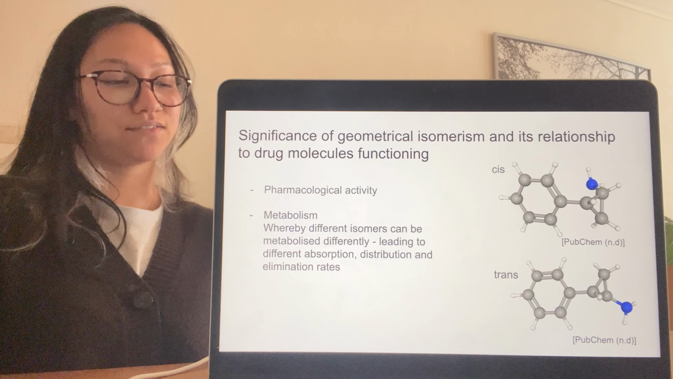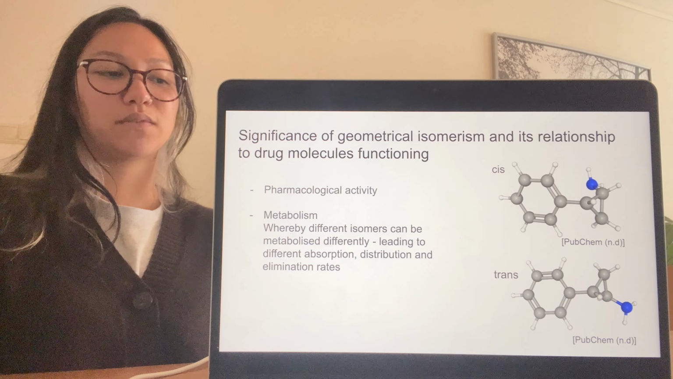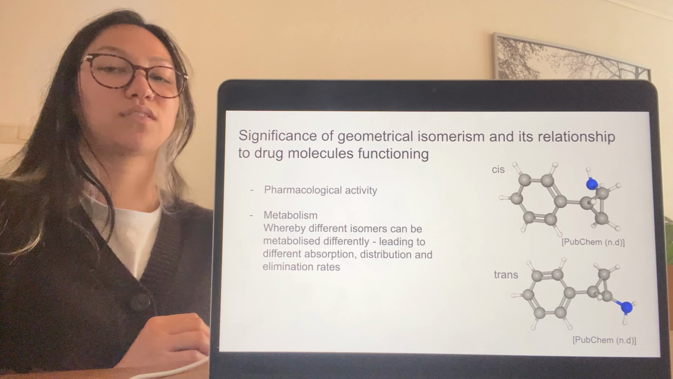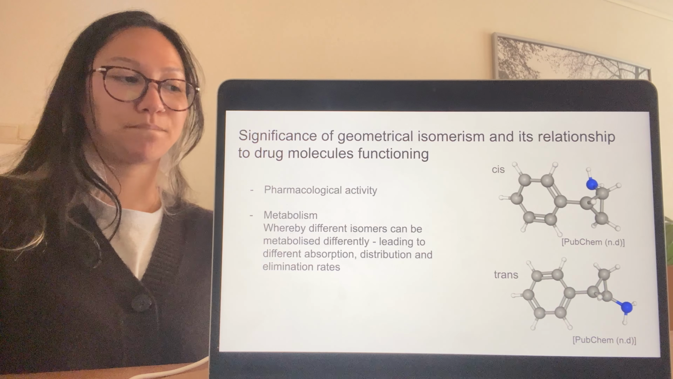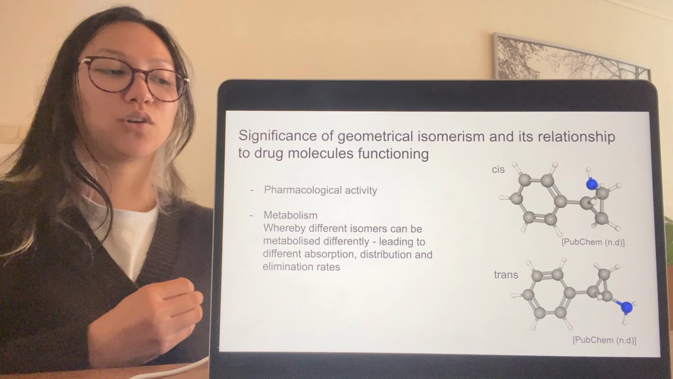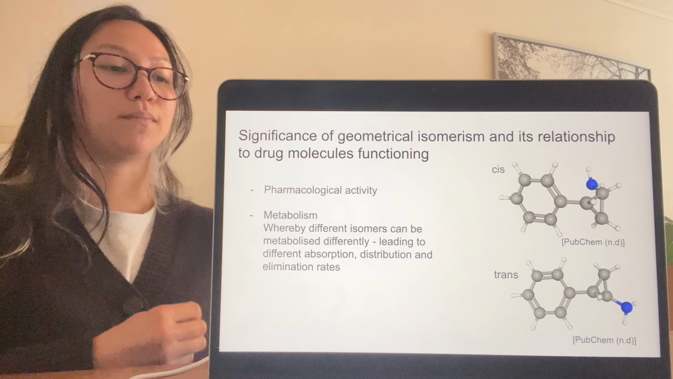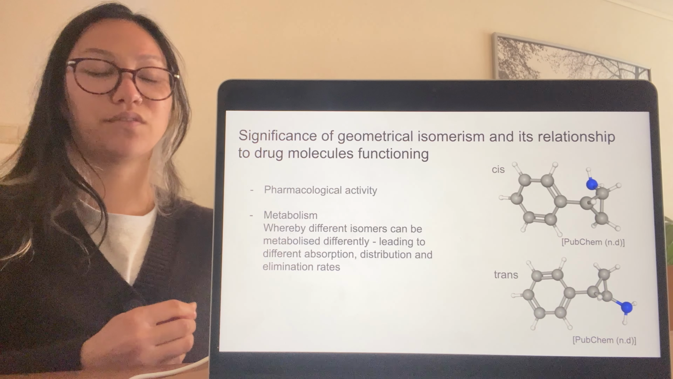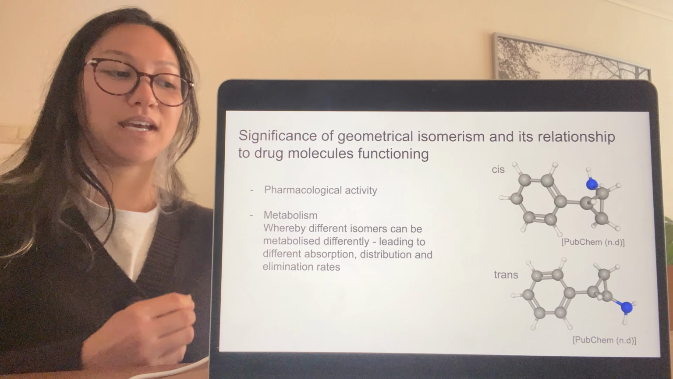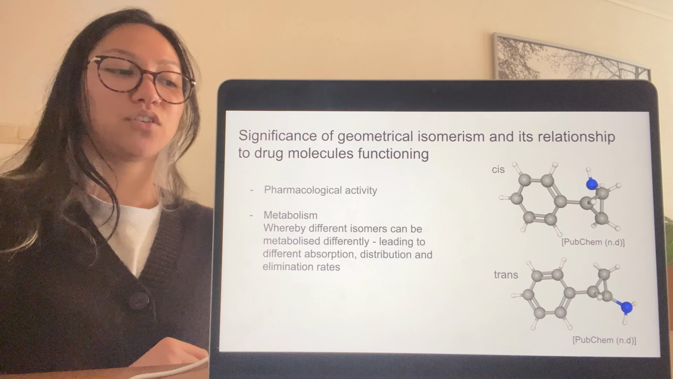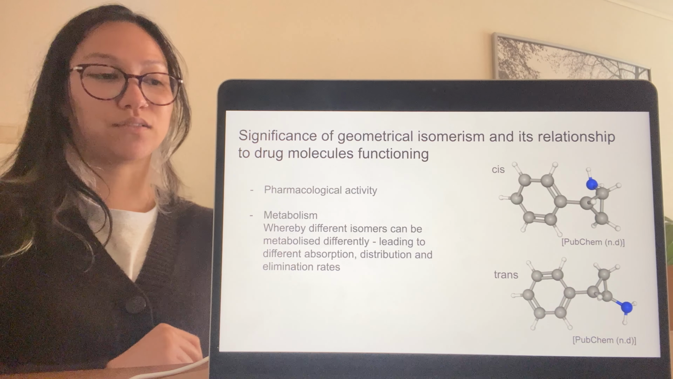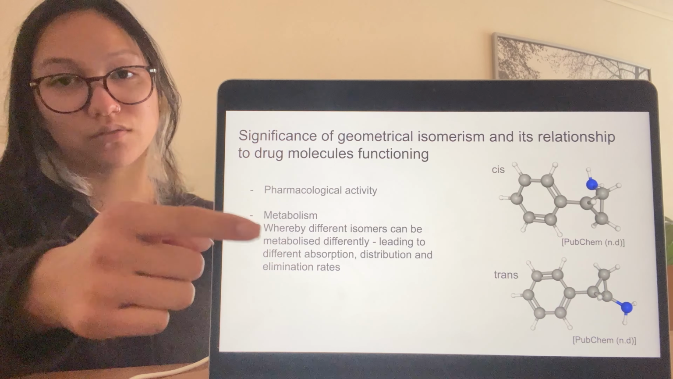And now onto the significance, where geometrical isomerism has a significant effect on a drug molecule's functioning. It can affect the pharmacological activity of a drug molecule, meaning the biochemical or physiological effects a drug produces. An example of this is tranylcypromine and its cis counterpart, shown here with these two diagrams.